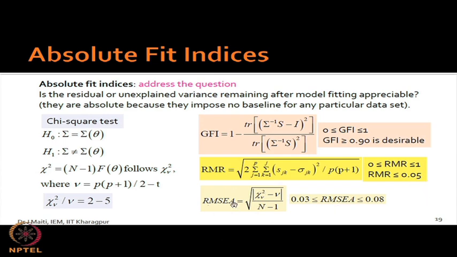And for RMSEA, root mean square error of approximation, this is the modulus of chi square minus its degrees of freedom, divided by n minus 1. It is seen that the range 0.03 to 0.08 is acceptable, and this range also says substantial improvement.